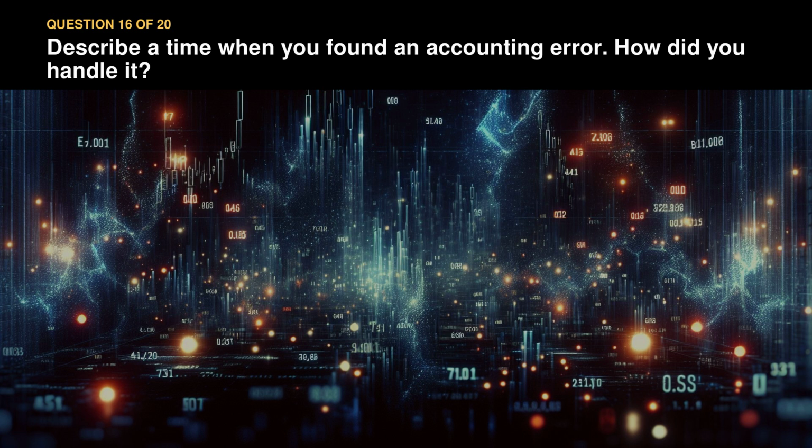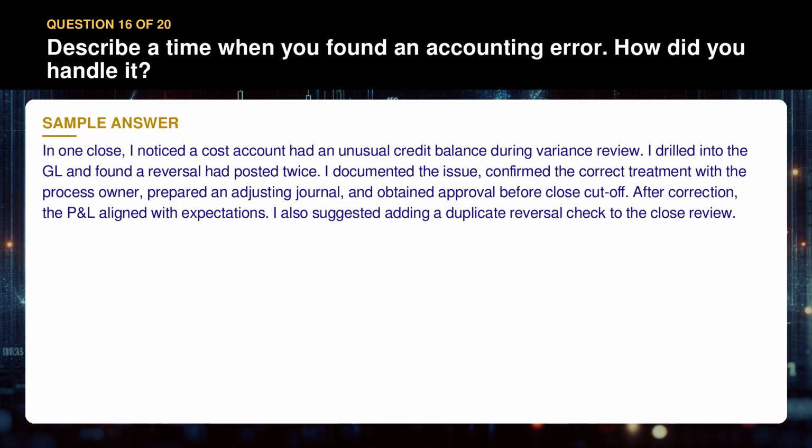Question 16. Describe a time when you found an accounting error. How did you handle it? In one close, I noticed a cost account had an unusual credit balance during variance review. I drilled into the GL and found a reversal had posted twice. I documented the issue, confirmed the correct treatment with the process owner, prepared an adjusting journal, and obtained approval before close cutoff. After correction, the profit and loss aligned with expectations. I also suggested adding a duplicate reversal check to the close review.